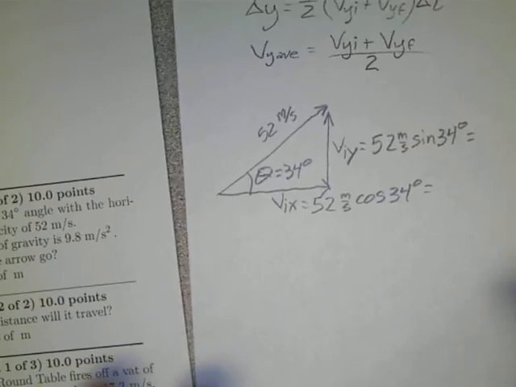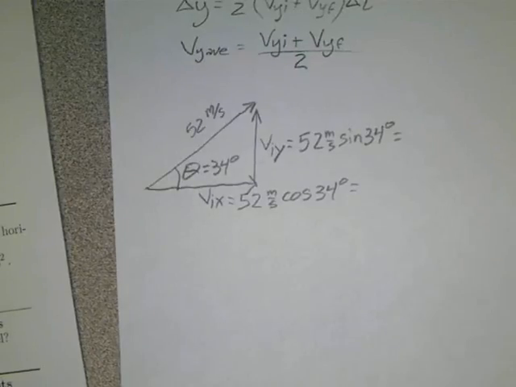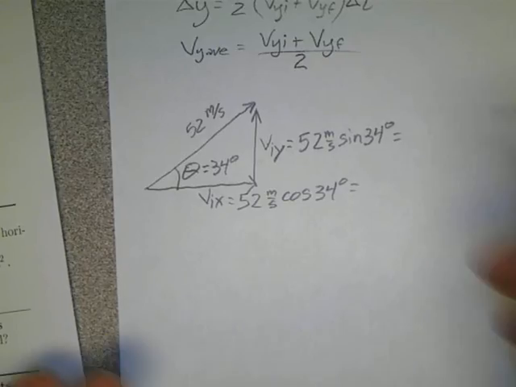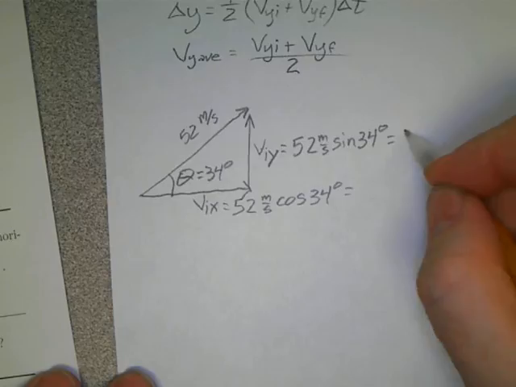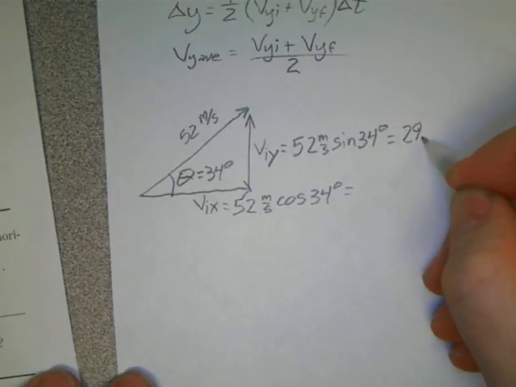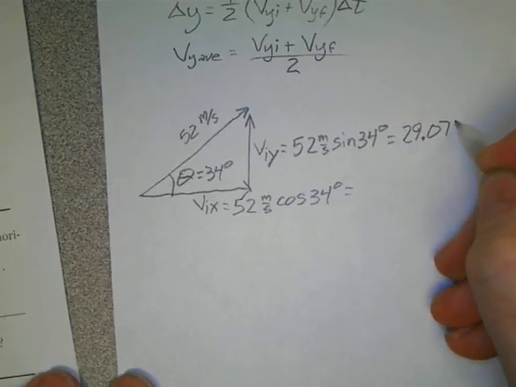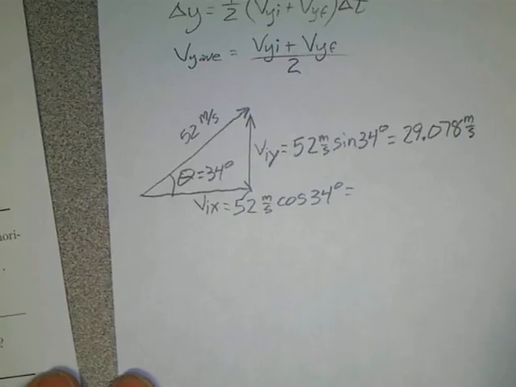So I'll just do those now because I know I'm going to need at least one of them for this first part. 52 times the sine of 34. And make sure your calculator is in degree mode. So it's traveling upwards at 29.078 meters per second. And it's traveling sideways at 43.